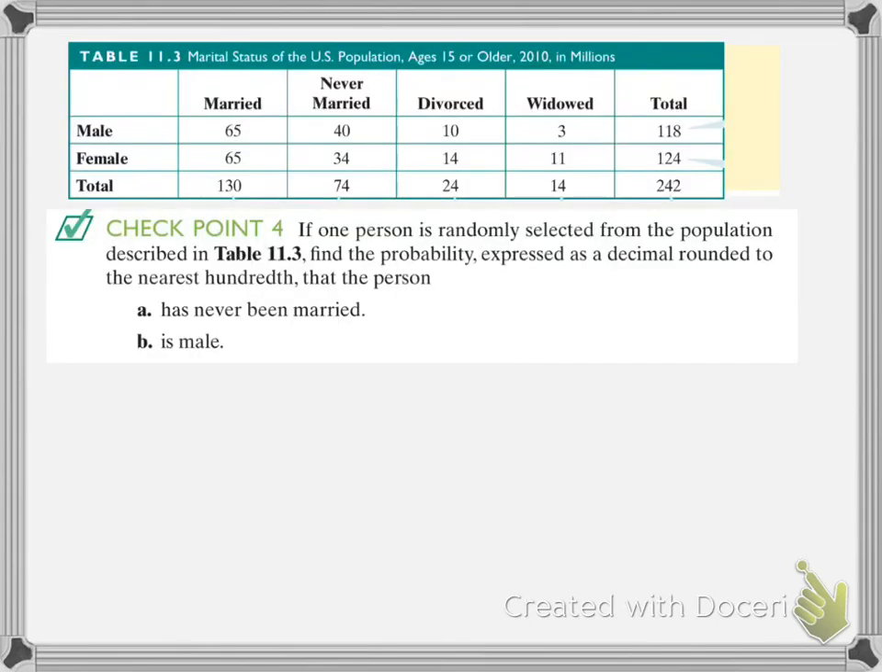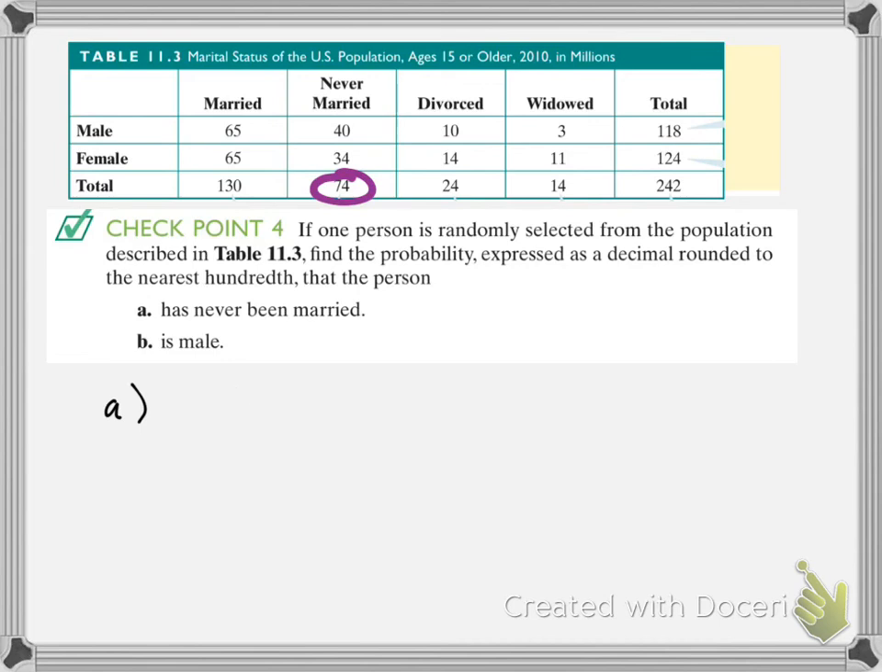Okay, we got a table here. If one person is randomly selected from the population described in table 11.3 above, find the probability, expressed as a decimal rounded to the nearest hundredth, that the person has never been married. Okay, so first we need to figure out how many people have never been married. Well, it looks like the total of the number of people that have never been married is right there, 74. Okay, so the number of people that have never married is 74.